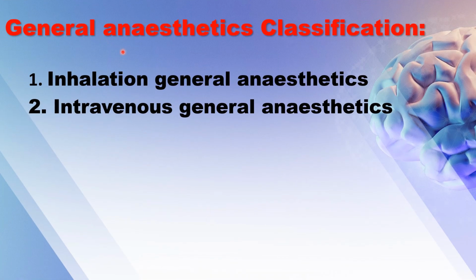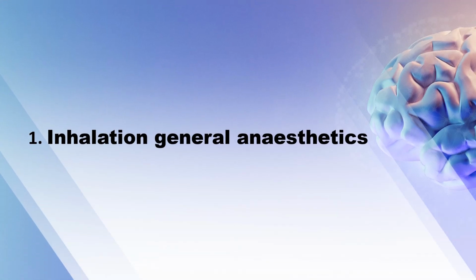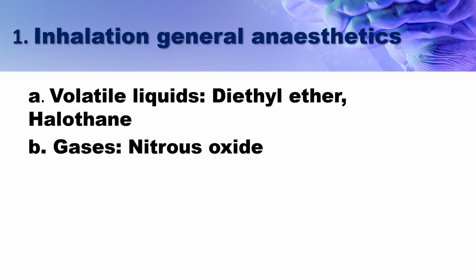General anesthetics are further categorized into 2 types: inhalation general anesthetics and intravenous general anesthetics. Inhalation general anesthetics are volatile liquids and gases. Volatile liquids, the best examples are diethyl ether and halothane.